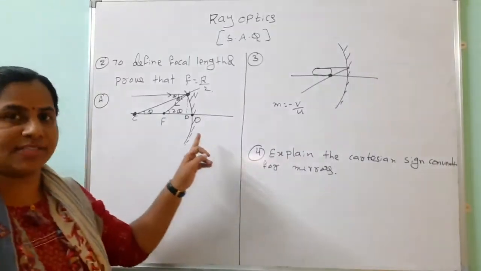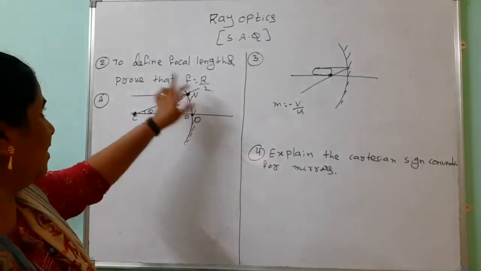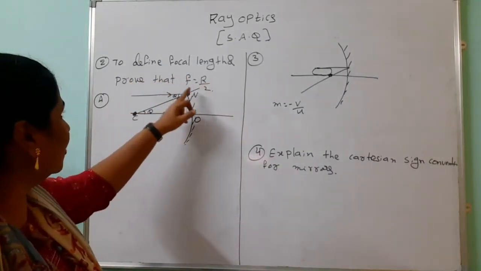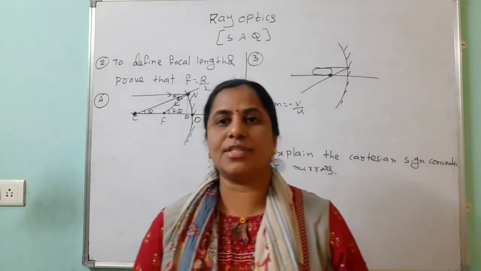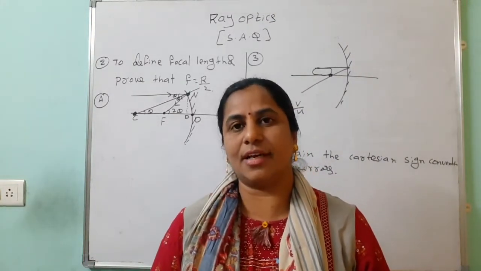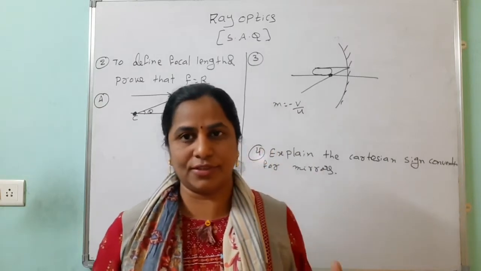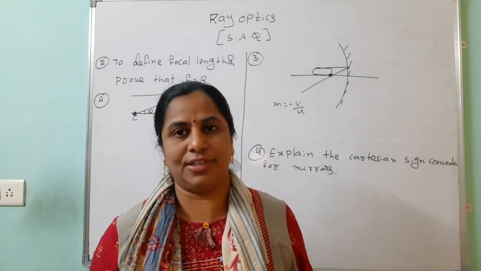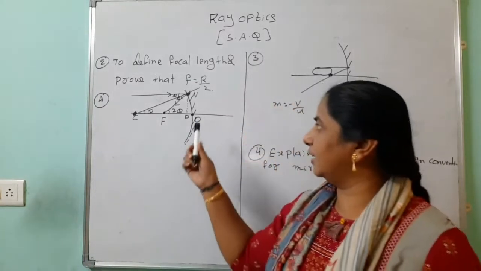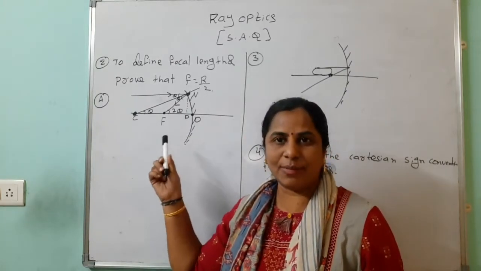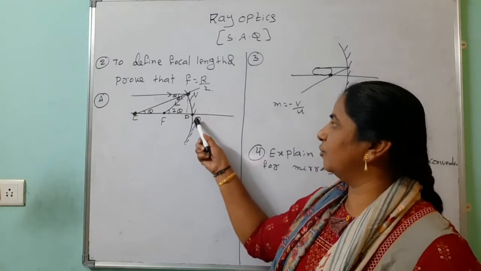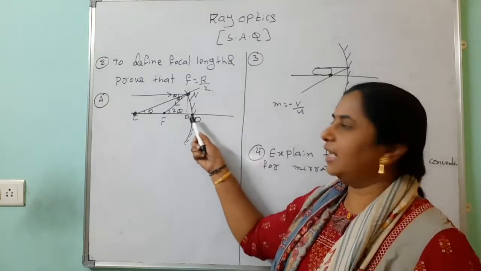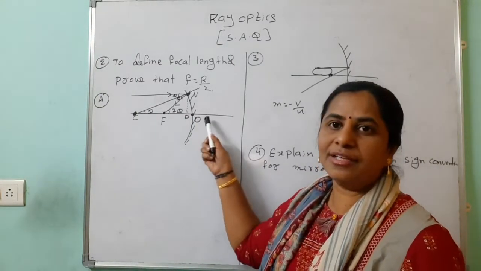Look here, our second short answer question is to define the focal length and prove that f equals R by 2. First of all, what is f? F is the focal length. First we should give the definition for that. Here we are taking a concave mirror. Always remember that the distance between the optic center, here O is the optic center, and the focal point is called the focal length.